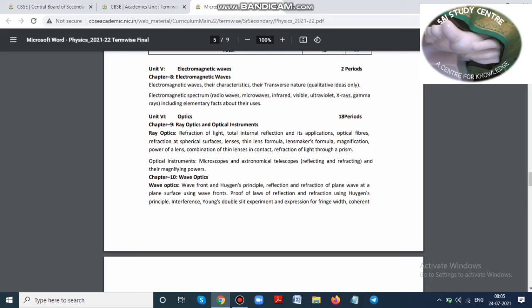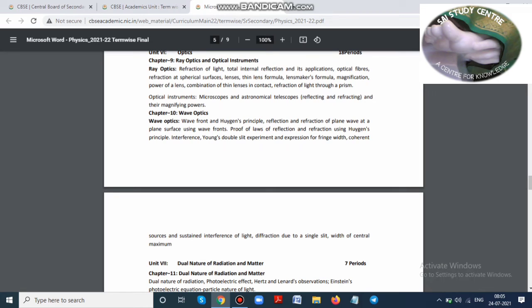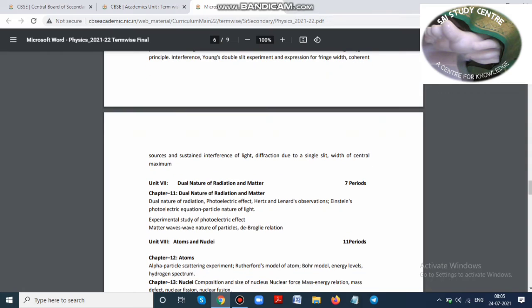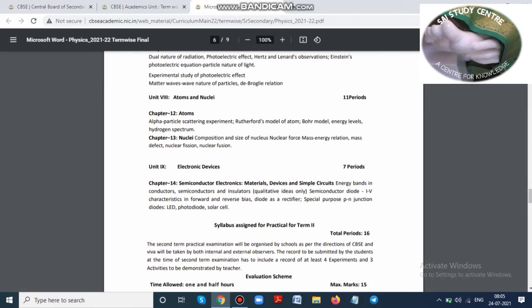When you talk about optical instruments, you are going to talk about microscopes and telescopes. So like last year only, this is also. When you are talking about wave optics, wave front, the Huygens wave principle, plane wave surfaces, and the laws of reflection and refraction we have learned. Dual nature is also reduced, with the photoelectric effect, Hertz and Lenard's observations only, Einstein's photoelectric equation, experimental study of the photoelectric effect, matter waves and wave nature of particles, and de Broglie's equation.